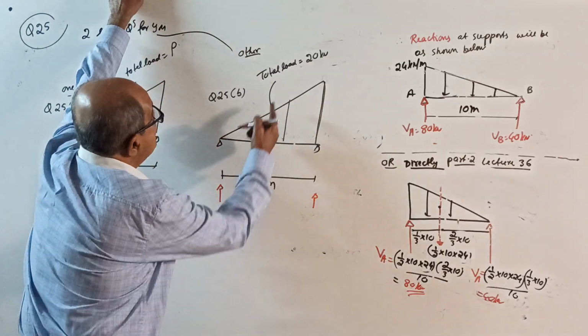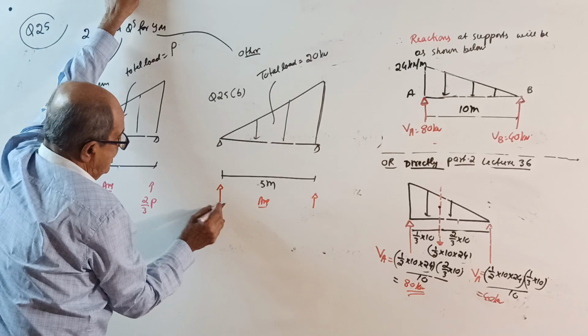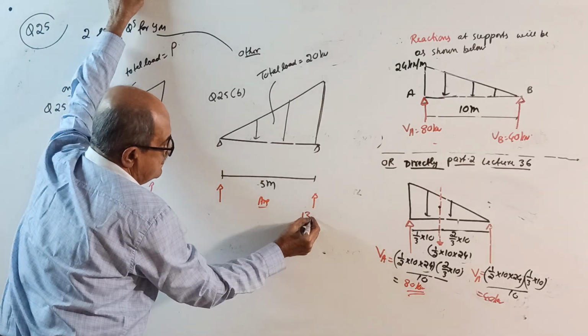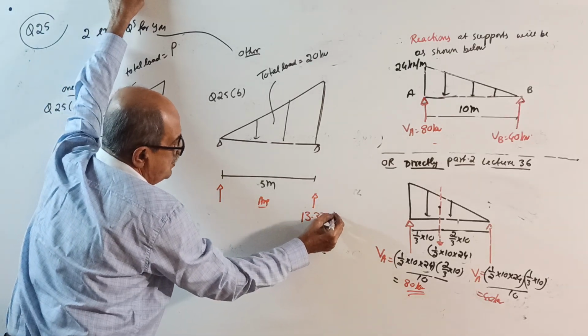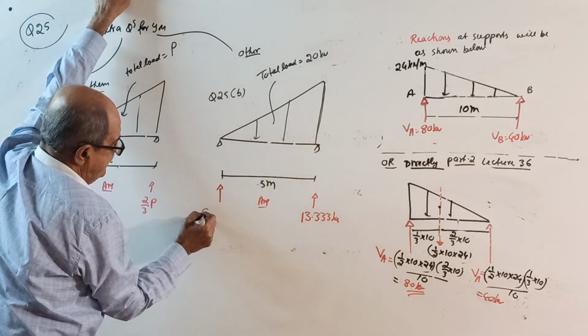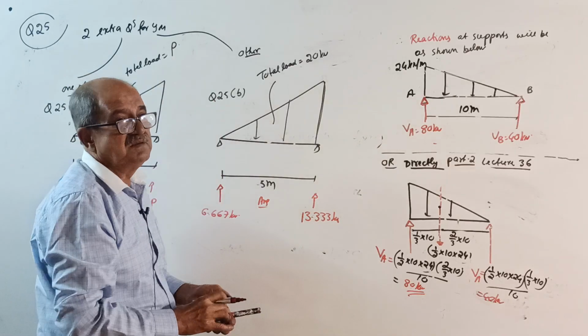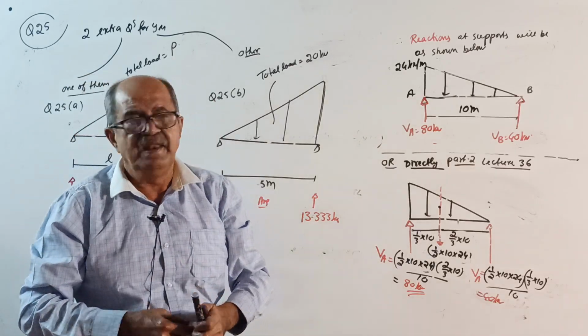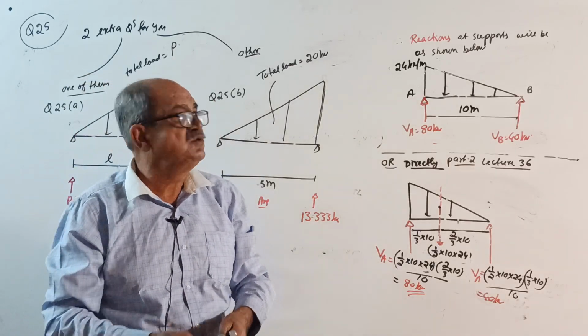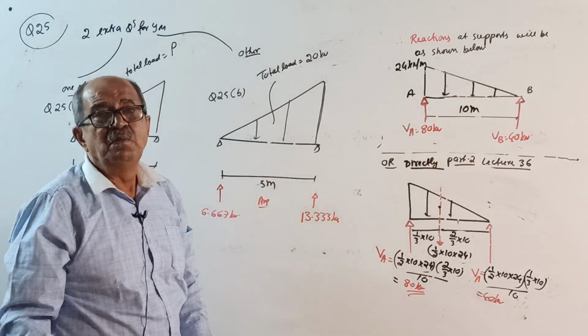Answer here: 13.333 kilonewton. The other one is 6.667 kilonewton. Try the question. Okay, now, next time I will solve this, I will give a little more idea.